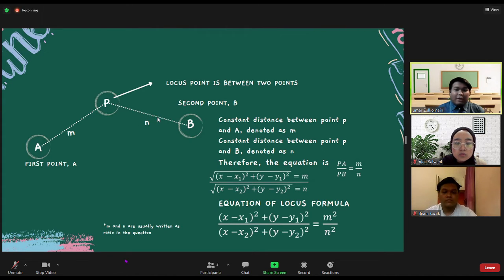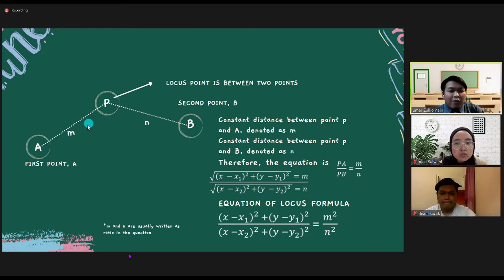So when P to A has a constant distance of M, and P to B has a constant distance of N, then we need to ratio the distance of A to P and B to P. So by the equation, we can put it here, PA is equal to M and PB is equal to N.